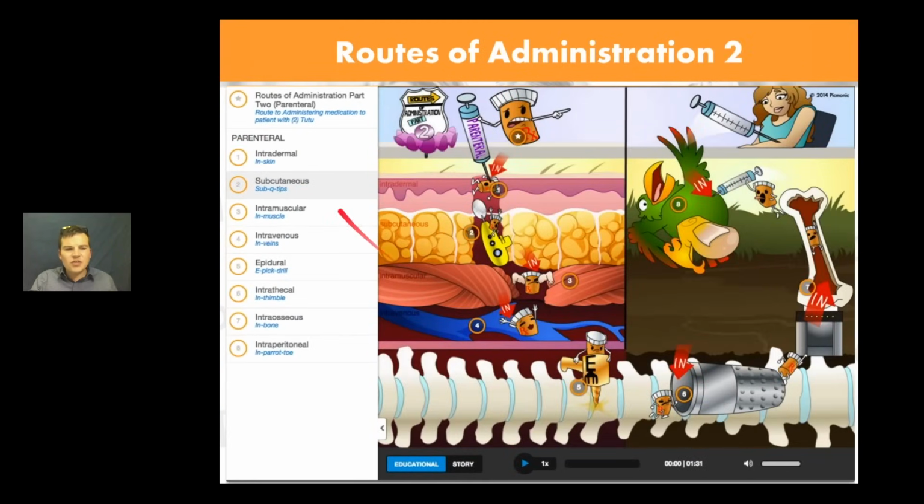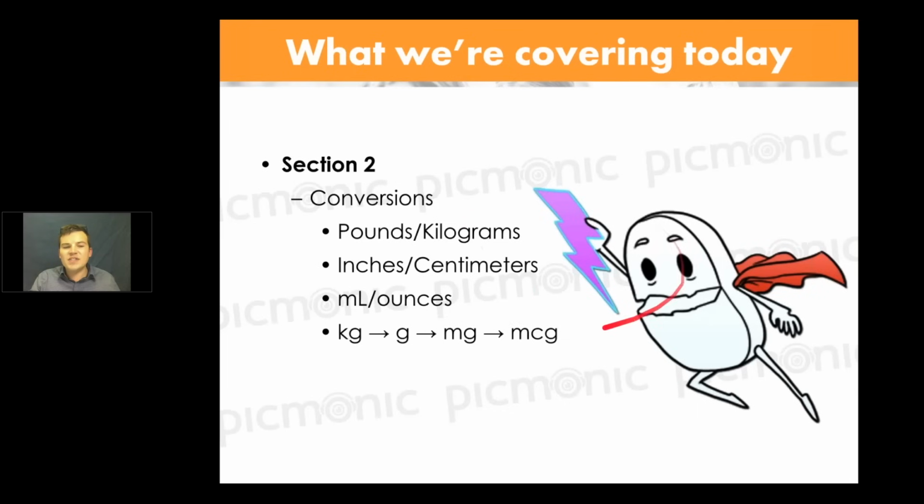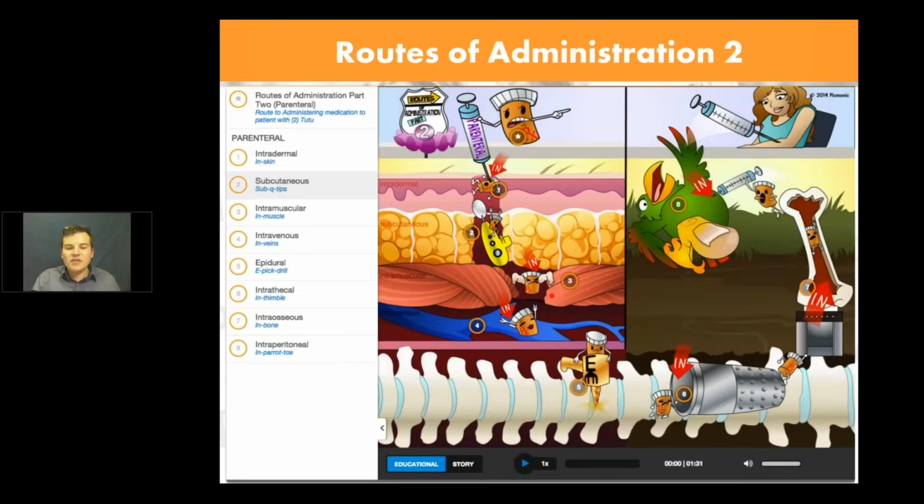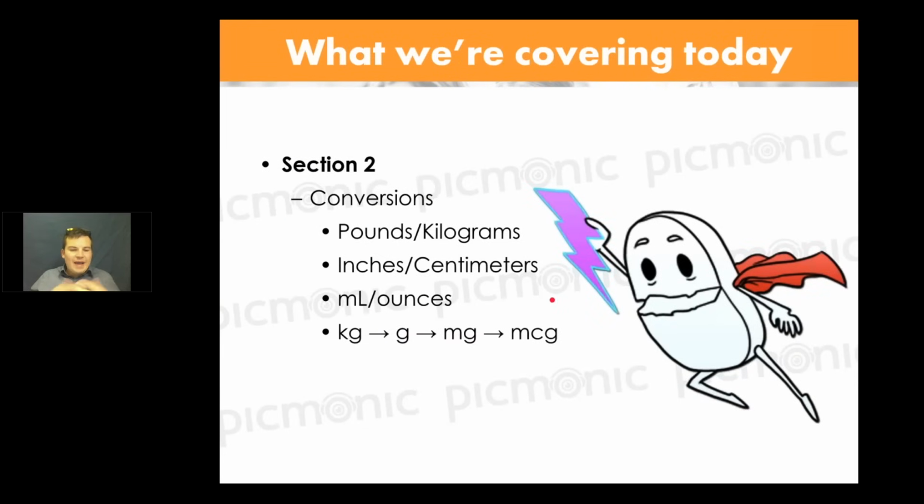Again, other routes: intradermal, sub-Q, intramuscular, IV, epidural, intrathecal, intraosseous, intraperitoneal. In other Picmonics, you can go in and see all of these routes of administration. So that was just a quick little rundown just so we're complete. The next section is conversions, before we get to the big one.